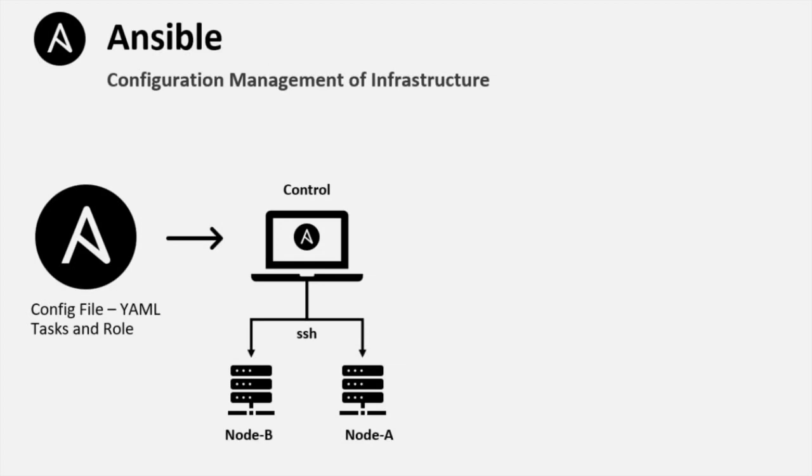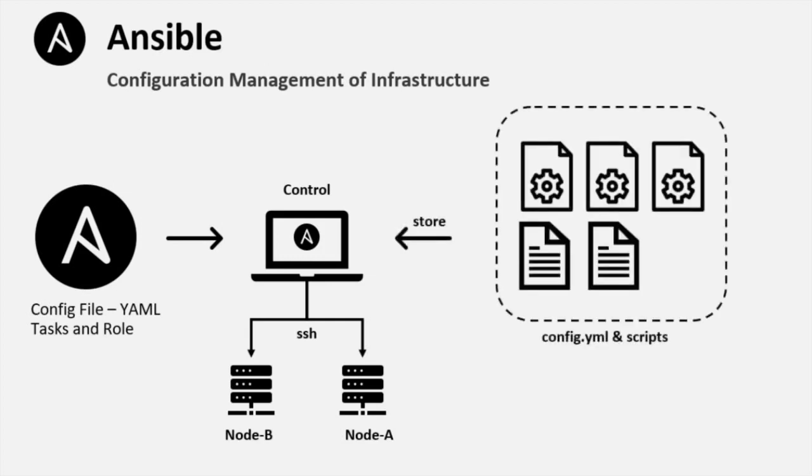After you have a valid SSH connection to another computer or a server, then you can execute the tasks and roles which you created on your control computer. As I said before, we store all our configuration YAML files and scripts on our control computer, and through that we apply them using SSH on the other nodes or servers. So basically we have one place to control all the other resources.